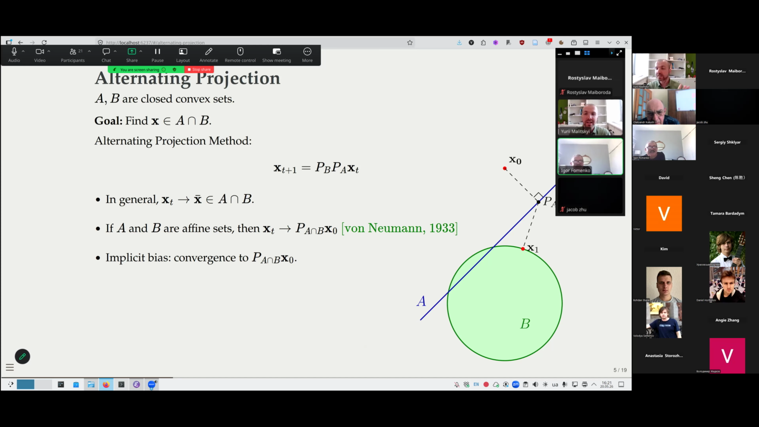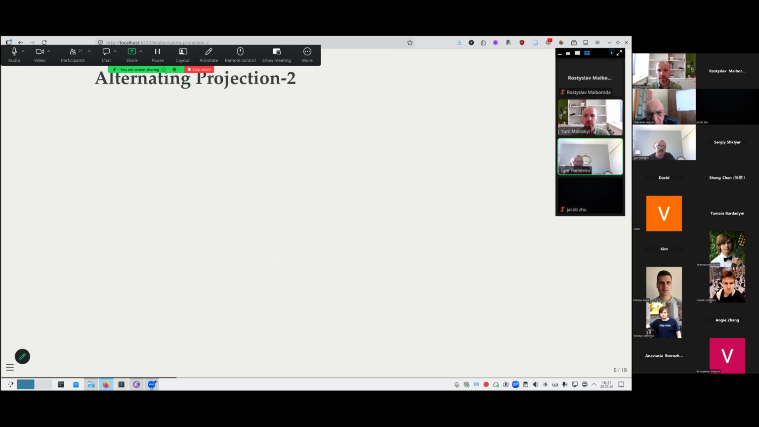Okay. And this result can be generalized. Maybe it's pretty simple stuff, but with this generalization we will discover pretty modern things. So that's the same result as before, right? If A and B are affine sets, then this algorithm converges to the projection of x0 onto A and B. And we would like to generalize. This will require some new devices to introduce, but bear with me, it shouldn't be that difficult.